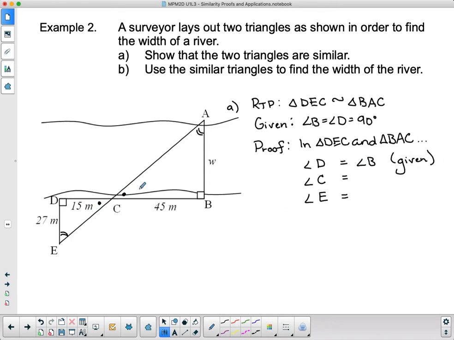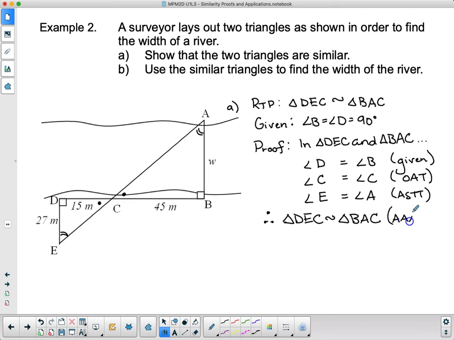And our angle C is equal to angle C because of the opposite angle theorem. And our angle E is equal to our angle A because of the angle sum of a triangle theorem. So therefore, triangle DEC is similar to triangle BAC because of the three angles being equal. So angle, angle, angle similarity.